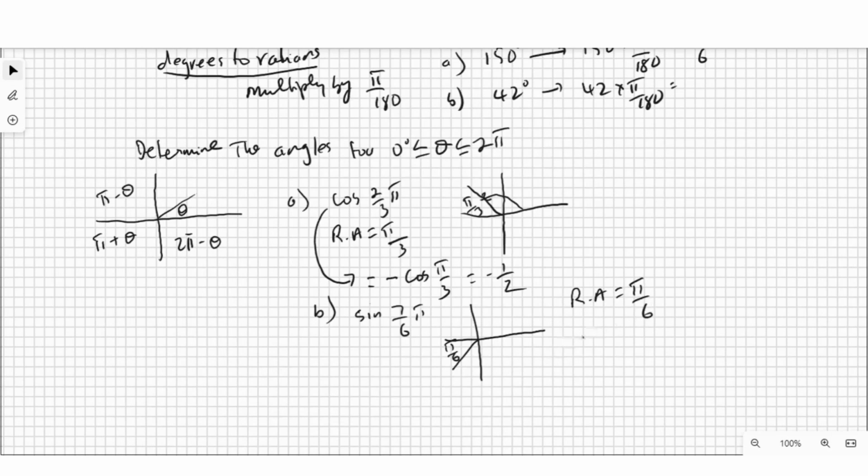So now in terms of the related angle, this angle here will be negative because sine is negative here. So sine 7 over 6 pi will be minus sine of pi over 6. Pi over 6 is the same as 30 degrees. Sine of 30 degrees is 1/2. So minus 1 over 2.